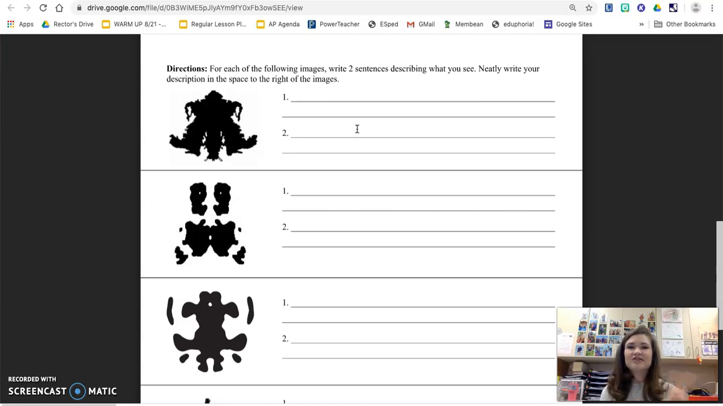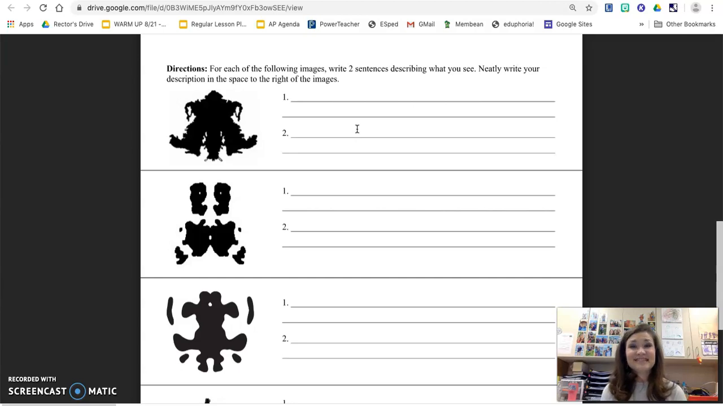So you are giving me 2 different sentences telling me 2 different things that you see within the ink blot. You do need to write those in complete sentences. And of course, all your answers are going to be different. You're going to see different things in all of these ink blots. And there's not necessarily a right or a wrong. It's just kind of where your brain takes you.